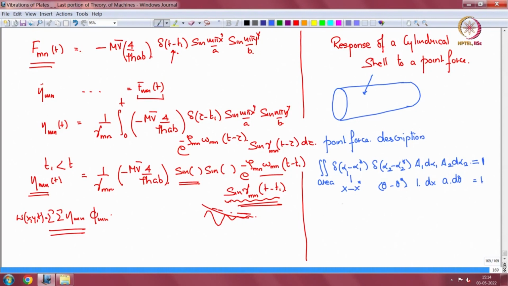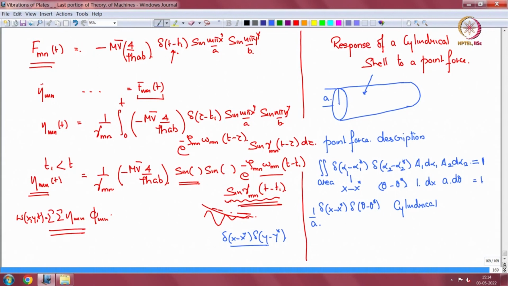So now what would be my delta descriptor? The delta descriptor will be delta x minus x star, delta theta minus theta star by A. That is my delta function in cylindrical coordinates. In rectangular coordinates it was delta x minus x star delta y minus y star. Okay, but in cylindrical coordinates it's this, where A is the radius. Okay, so that's the first point.